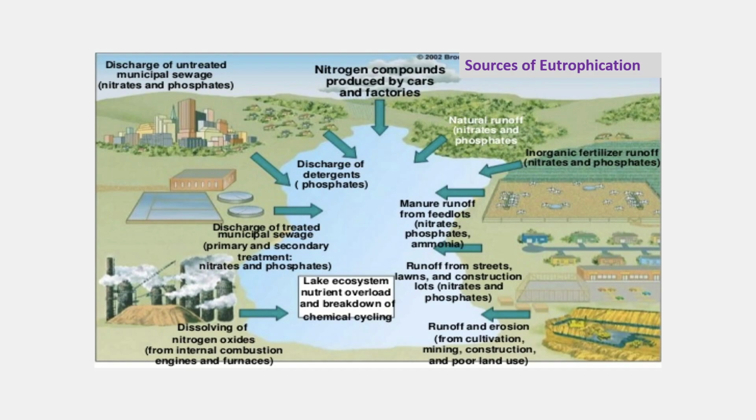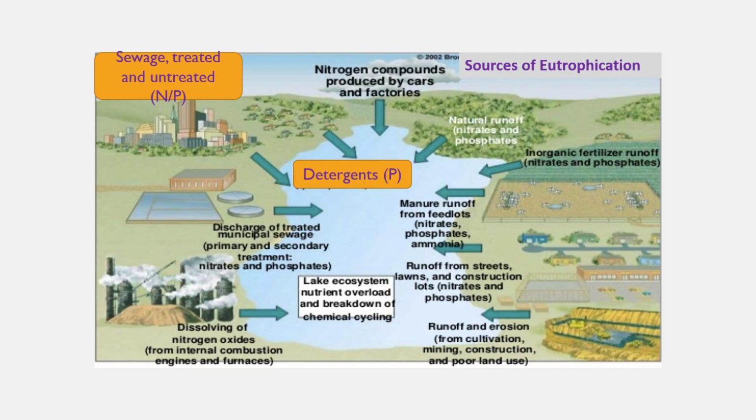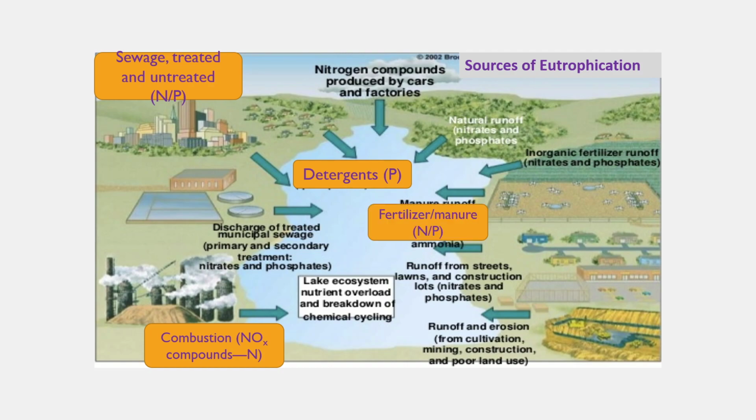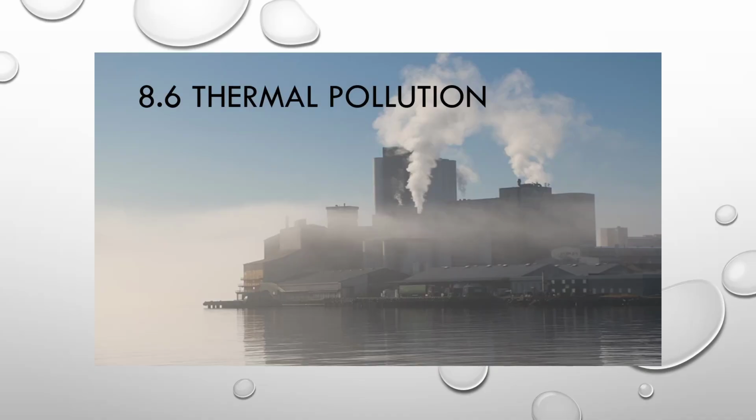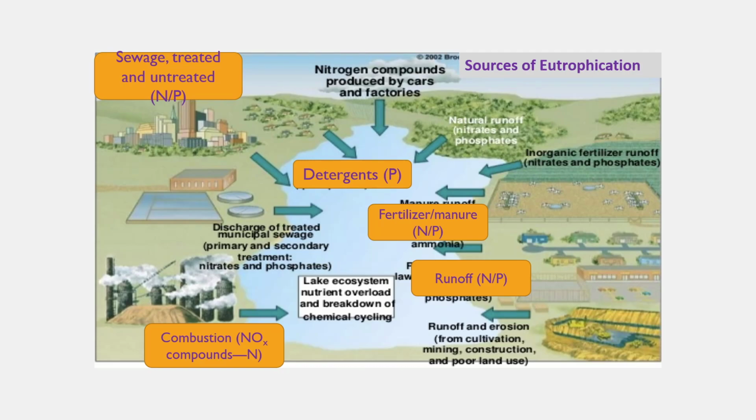When we look at different sources of eutrophication, this graphic shows you a lot of the sources. So sewage, untreated and treated, can cause high nitrogen and phosphorus levels. Detergents create an increase in phosphorus. Combustion, which releases NOx, can help lead to an increase in nitrogen. Fertilizers and manures have nitrogen and phosphorus in them. Just normal runoff introduces more nitrogen and phosphorus. So all of these are different sources, and actually all of these in this graphic are going to be cultural eutrophication sources.